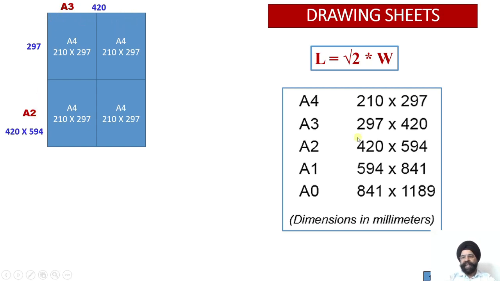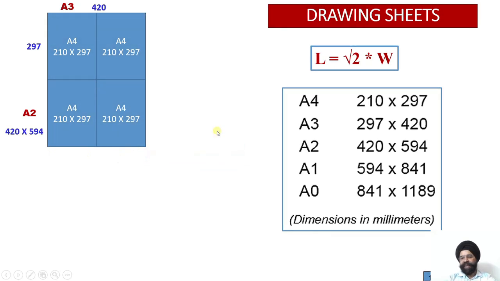Once I get the A2 sheet, you can check the size is 420 by 594. Now I want to get the formation of the A1 sheet out of this. In this sheet, 594 is the bigger dimension and 420 is my smaller dimension. Now I will add one more A2 sheet alongside its smaller dimension.